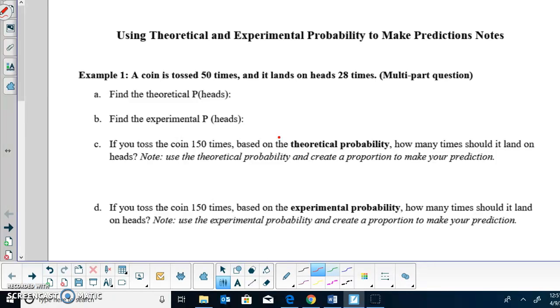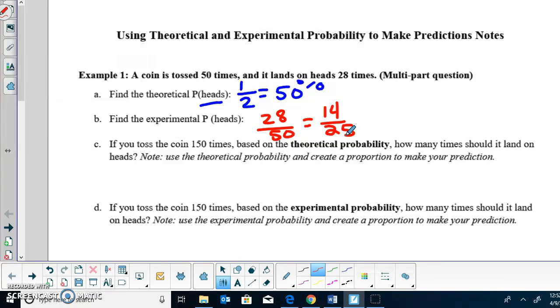So this is what should happen. When I have a coin, there are two possible outcomes, heads or tails. And so my favorable outcome is 1. So 1/2 or 50%. That's the theoretical probability. However, for experimental probability, I'm going to use the data. So there were 28 out of 50 trials. So 28 times it lands on heads out of the total 50 trials. If I reduce my fraction, that reduces to 14 over 25. You can make it a percentage, but you don't have to.